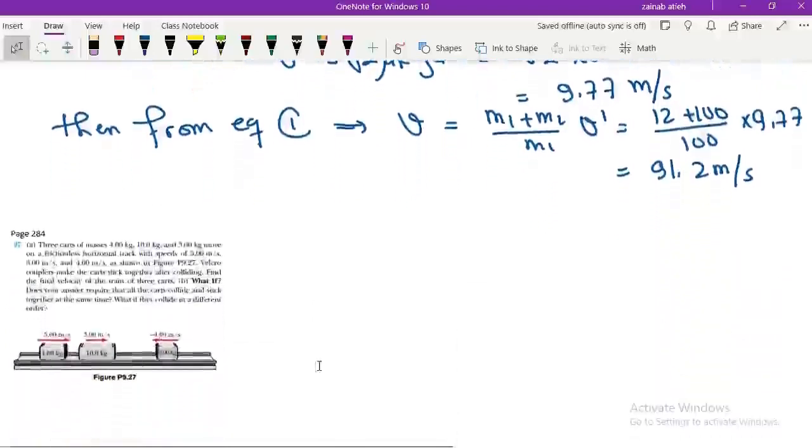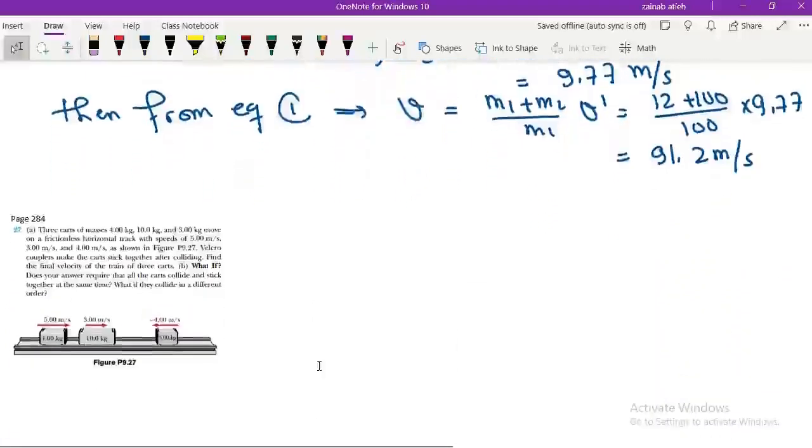I will move now to problem 27, page 284. This problem says 3 carts of masses 4 kilogram, 10 kilogram and 3 kilogram move on a frictionless horizontal track with a speed of 5 meter per second, 3 meter per second and 4 meter per second. You can see that this is M1. I will call them M1, M2 and M3. You can see that M3 moves to the left, M1 and M2 move to the right.